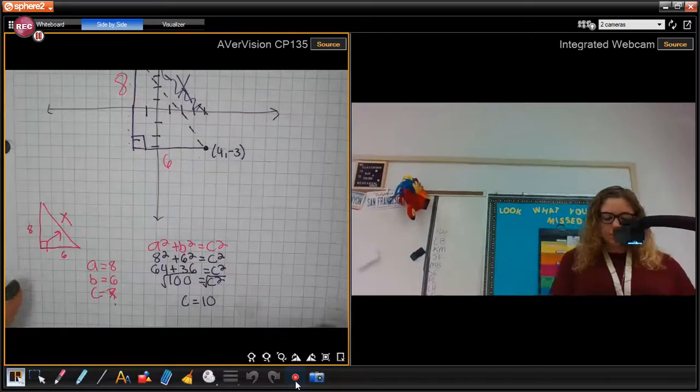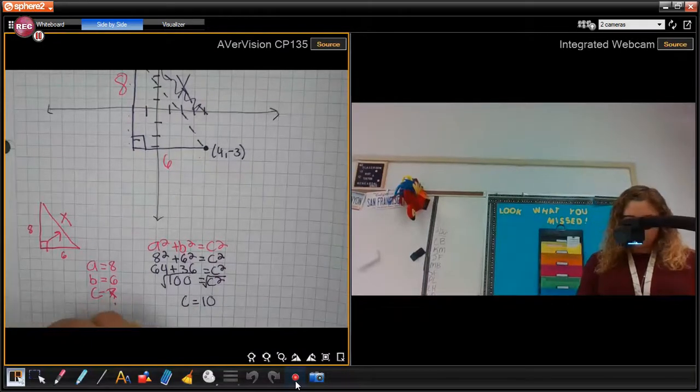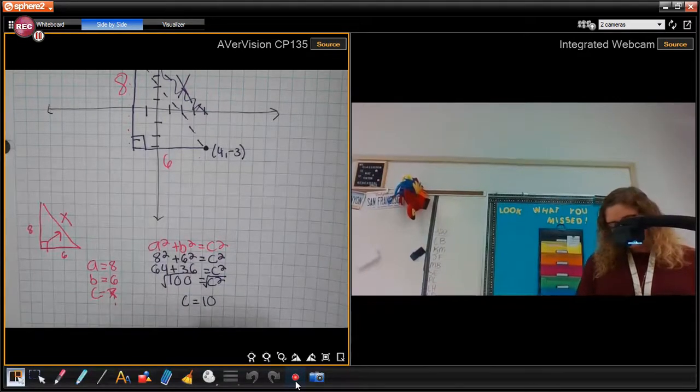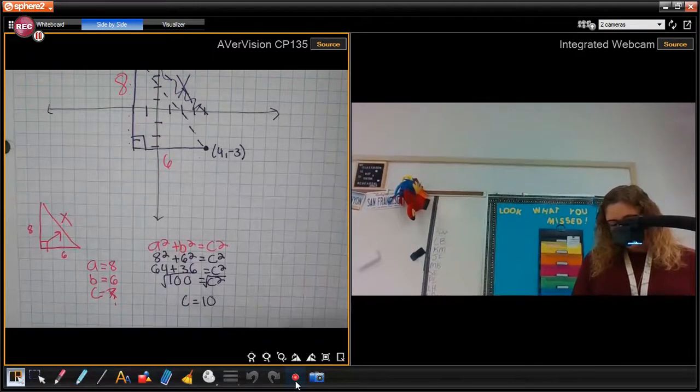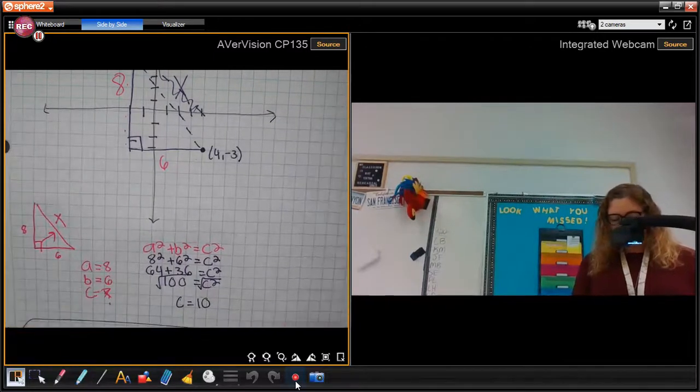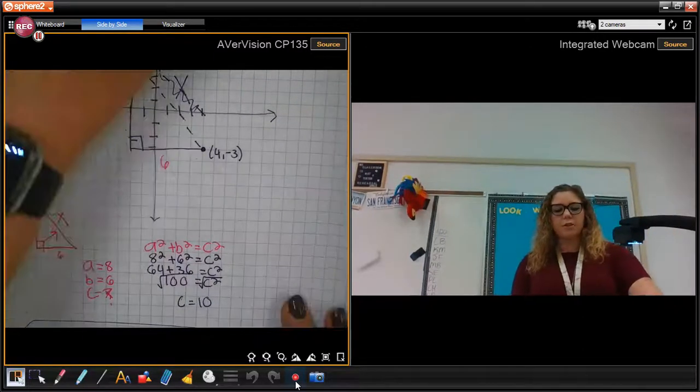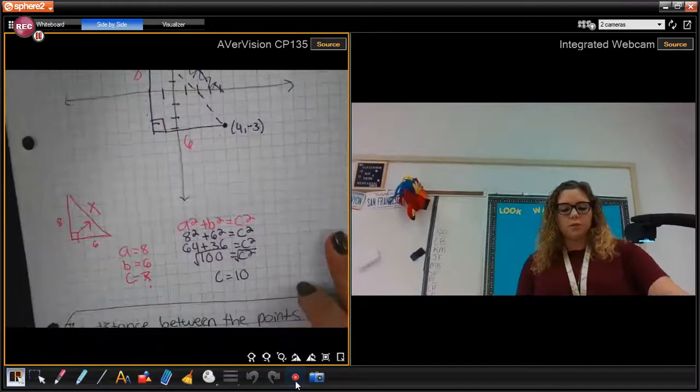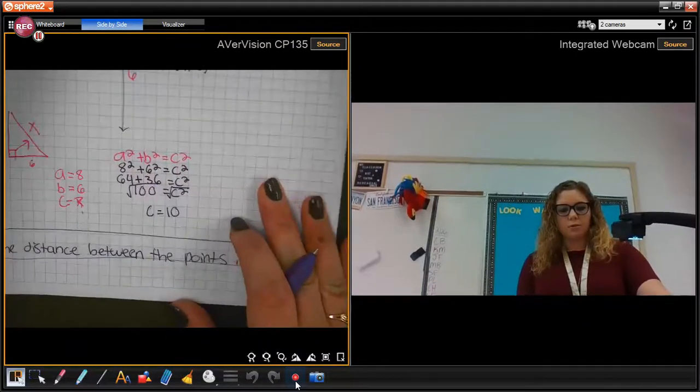So the distance between the points is 10 units, because we don't know what they're measuring by. We don't know if it's centimeters, inches, we just don't know. Okay?